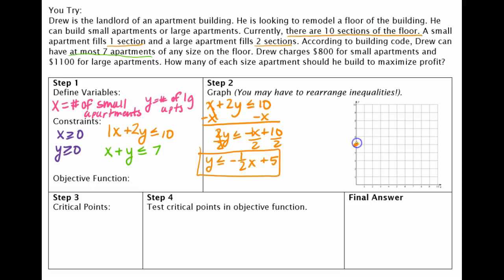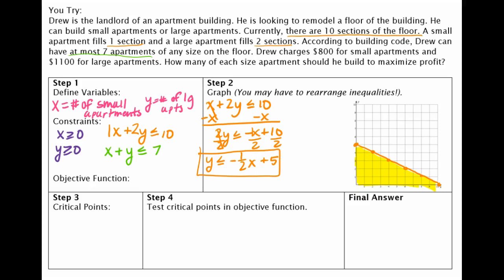I'm going to put my y-intercept at 5, and then I'm going to go down 1 and right 2 until I hit the x-axis. This is going to be a solid line because it's less than or equal to. And since it's less than, I'm going to shade everything that's underneath this orange line in yellow. So that would all be less than the orange line.